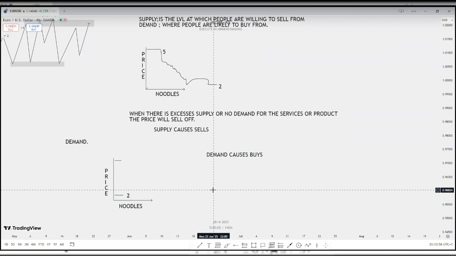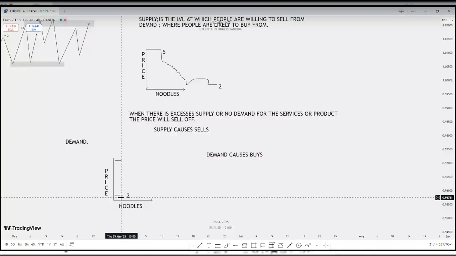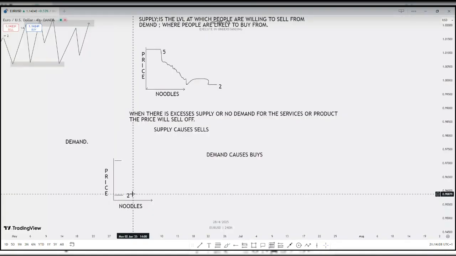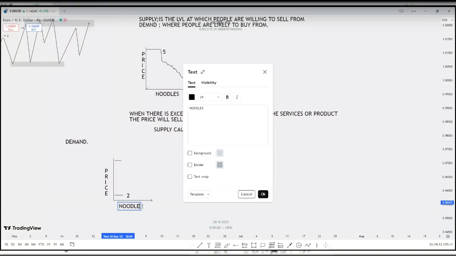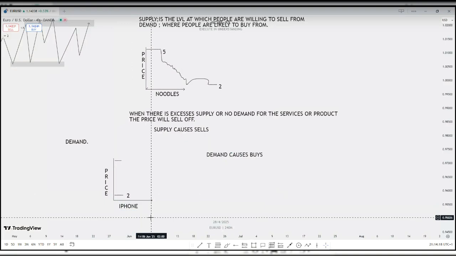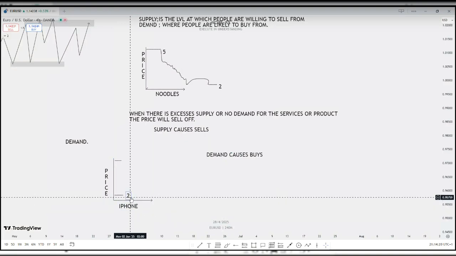In order for there to be a demand. It's just like, let's say, iPhone 16. When it first came out, it was 4 million, let's say 2 million naira. Let's use 2 million naira. Let me change this to iPhone so that it will be a bit more understandable. Let's say that 1 unit of iPhone was sold at 2 million naira.